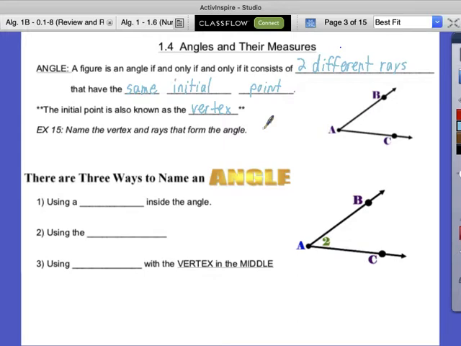Oh, whoopsie daisy. I called this example 15 in here still. I had to change that. Whoops.